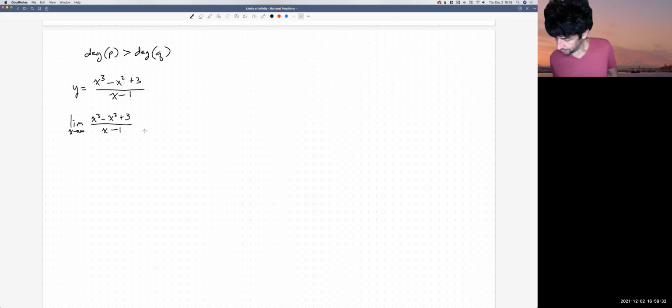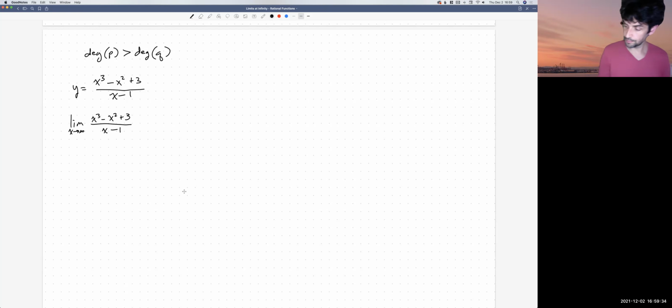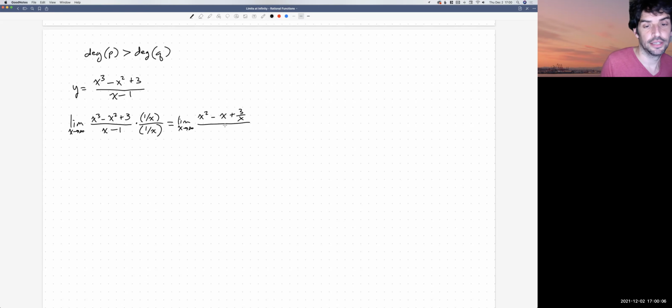So this is going to be equal to, we're going to take the highest power in the denominator, which in this case is just 1, and multiply it by this neat version of 1. Again, we don't have to worry about it since we're talking about large numbers. 0 doesn't come into play. So in the numerator, we end up with x squared minus x plus 3 over x. And the denominator, we get 1 minus 1 over x.